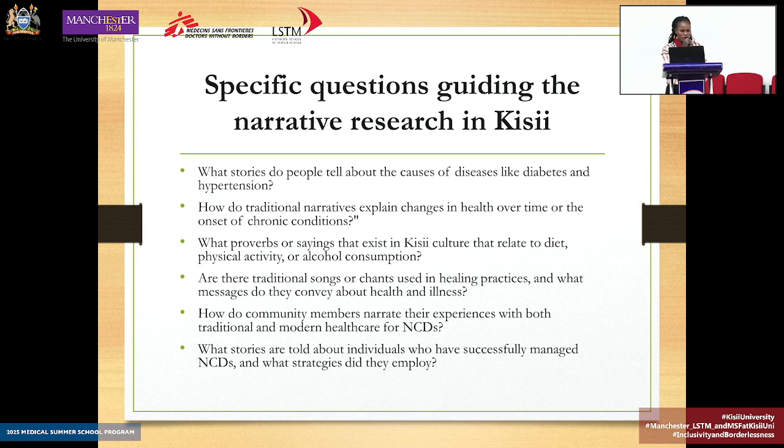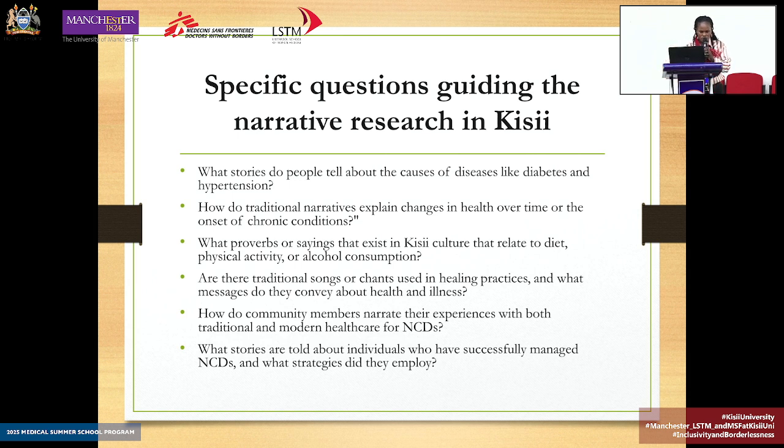Another thing you can ask about is what proverbs or sayings exist in Kisii culture that relate to diet, physical activity, or alcohol consumption. Another question, are there traditional songs or chants used in healing practices, and what messages do they convey about health and illness?